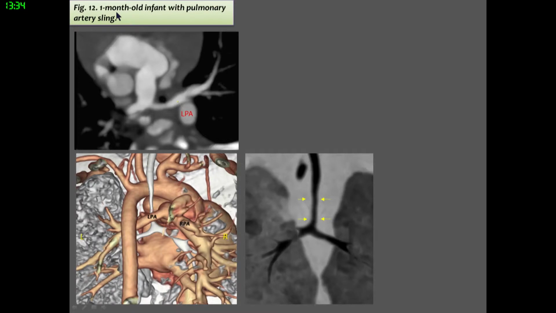This is a 1-month-old infant with a pulmonary artery sling. Aberrant origin of the left pulmonary artery is from the mid portion of the right pulmonary artery, partially encircling the distal trachea. Diffuse concentric narrowing of the distal trachea suggests complete cartilaginous ring.